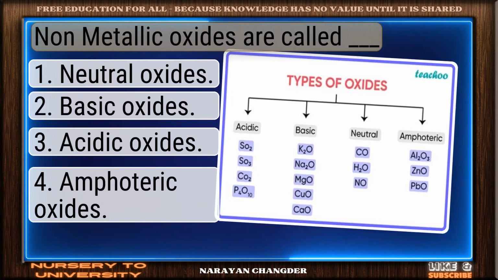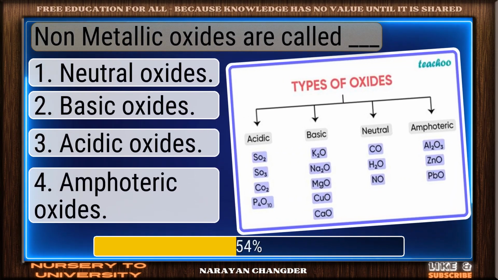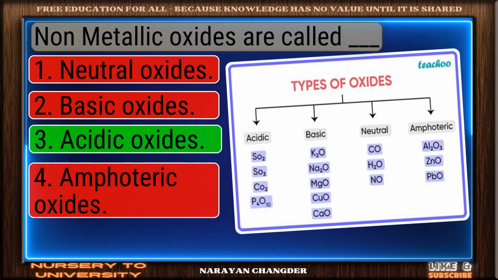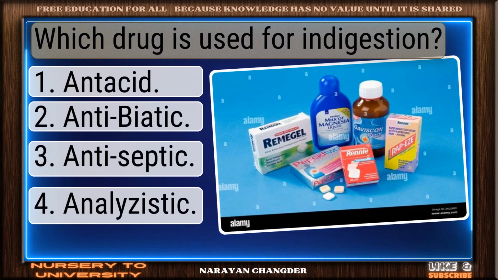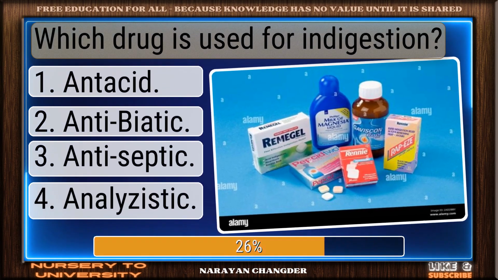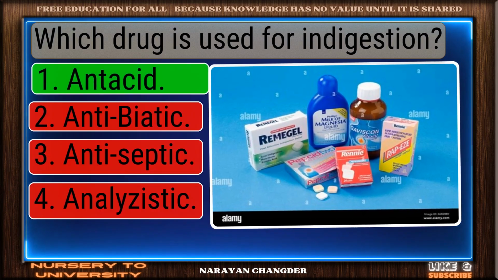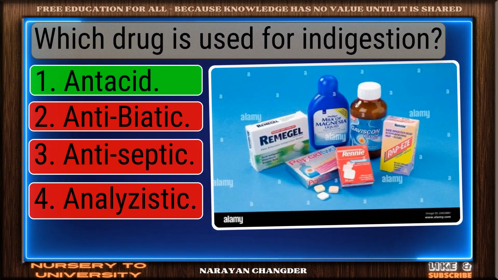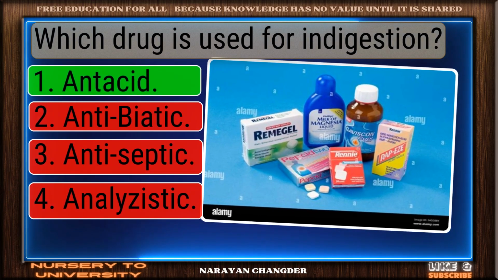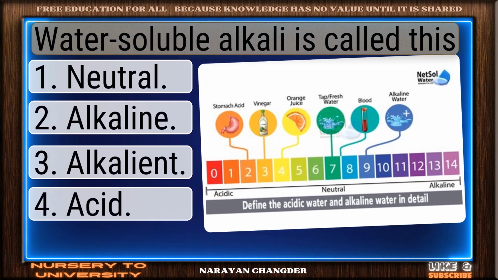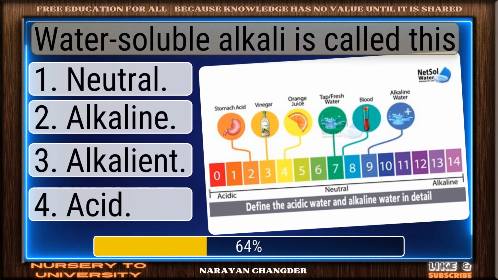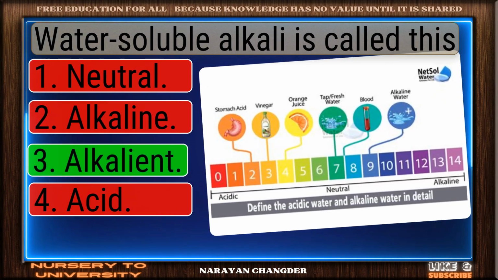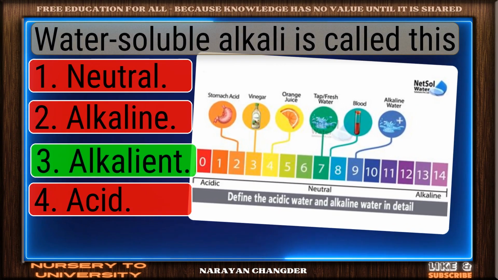Non-metallic oxides are called dash. Perfect. Acidic oxides is the correct choice. Question number 86. Which drug is used for indigestion? Great thinking. Antacid is the right choice. Question number 87. Water-soluble base is called this. Right again. Alkali is a valid answer.